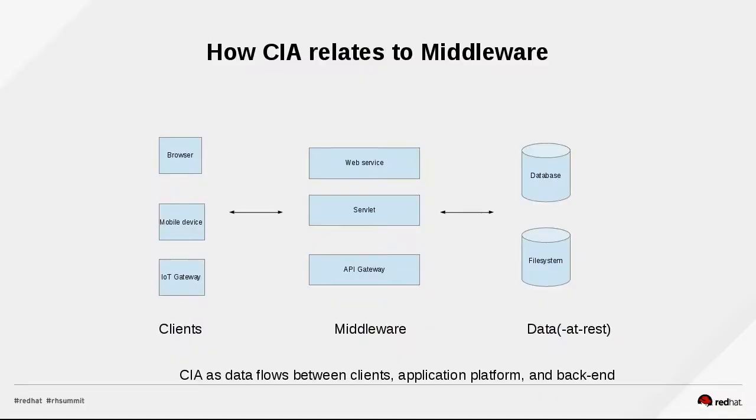So how does it relate to middleware? If you look at a typical middleware architecture, you have the clients, which could be a browser, a mobile device, or maybe an IoT gateway. And then you have web services or servlet applications or an API gateway, which comprises your middleware. And then your backend where you store the data, a file system or a database. And you are concerned about the confidentiality, integrity, and availability as the data flows between the clients, the application platform, and the backend.